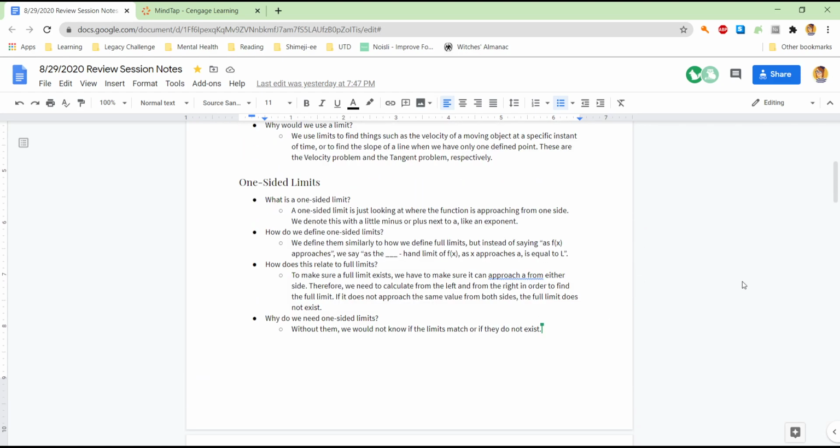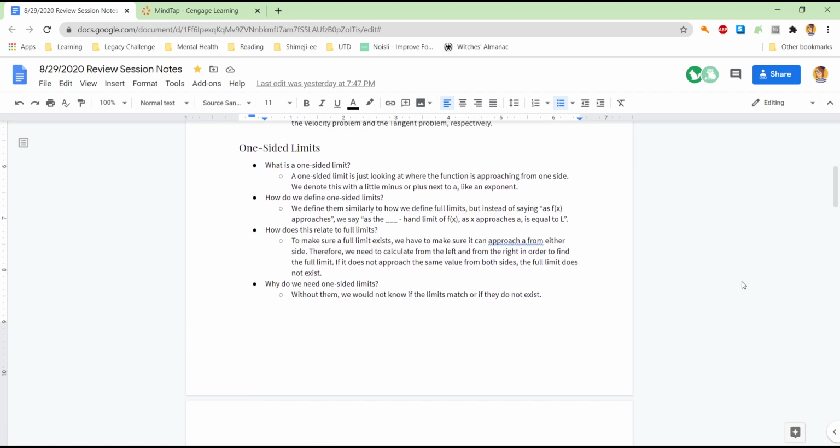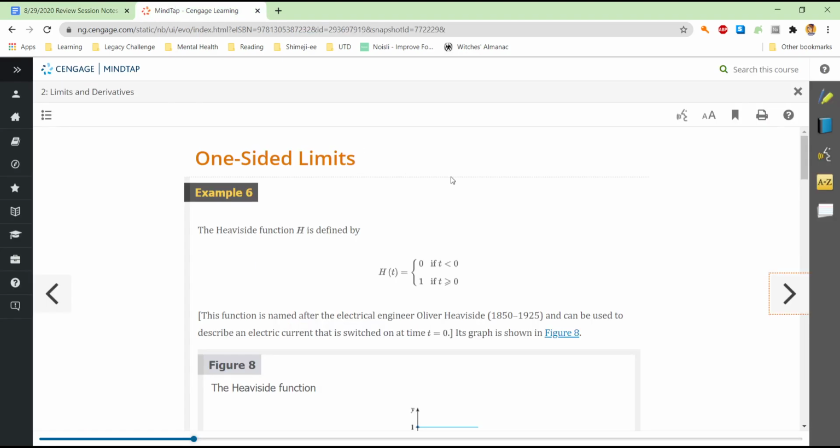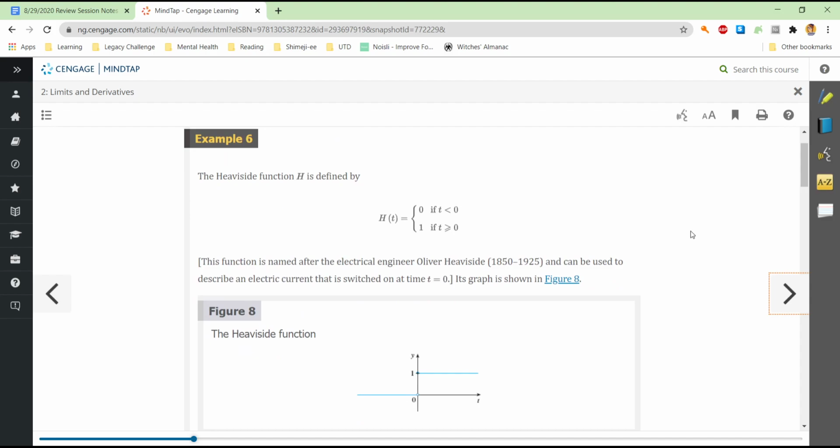This relates to full limits because to make sure a full limit exists, we have to make sure that it can approach a from either side. So we need to make sure it can approach the same number from both sides in order to say it's approaching it at all. So we can say it approaches it from the left, approaches it from the right. If it approaches the same thing, then that line will go through that point. We need one-sided limits because without them we would not know if the limits match or if they do not exist. So for example, this one's a really good example, the Heaviside function.